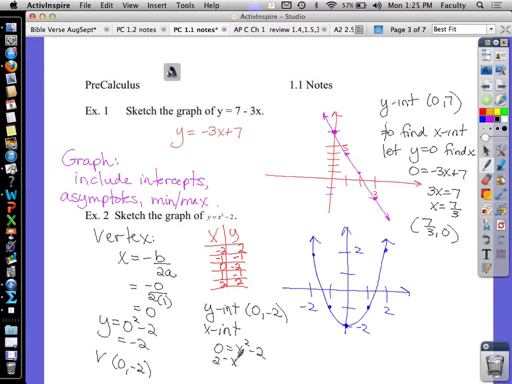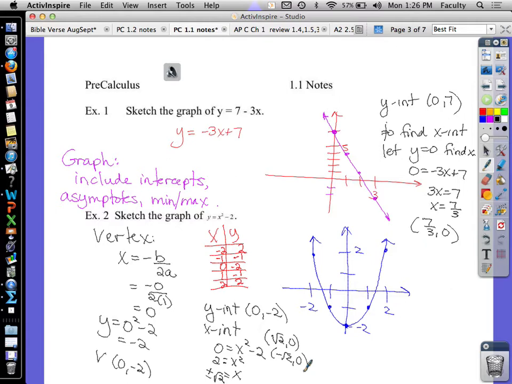I'm going to add 2, and then I get plus or minus the square root of 2. So I have 2 x-intercepts. They're at radical 2, 0, and negative radical 2, 0. And radical 2 is about 1.4.